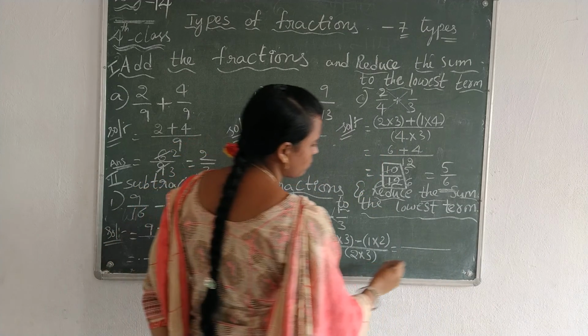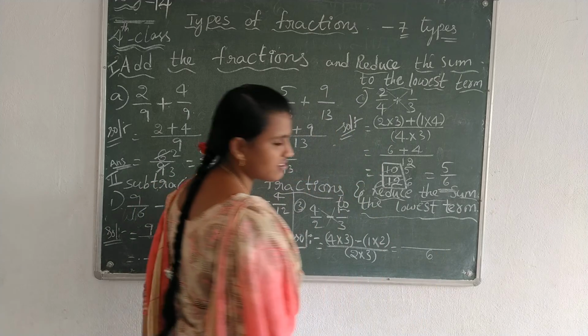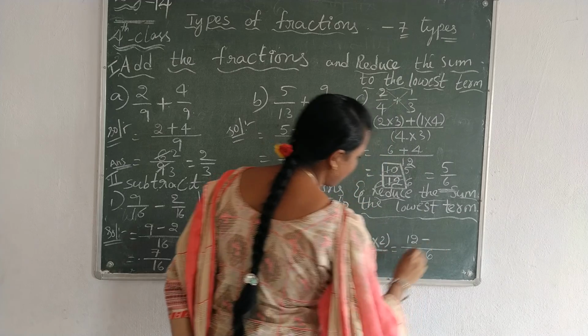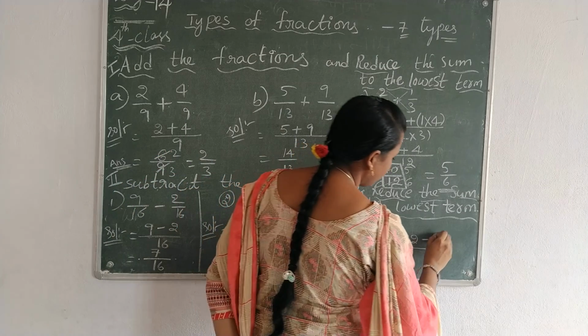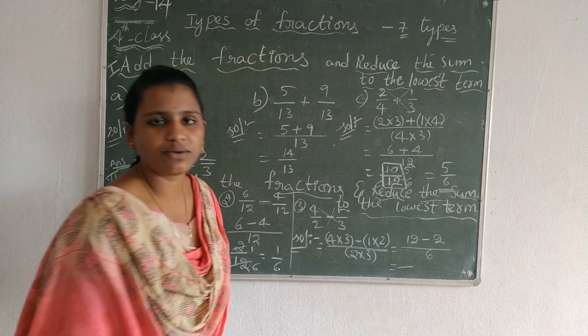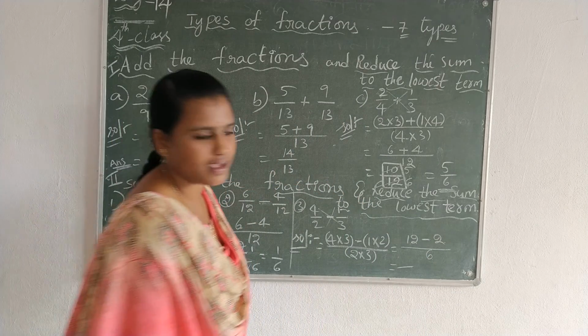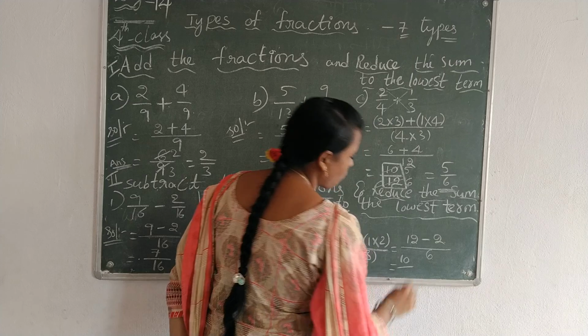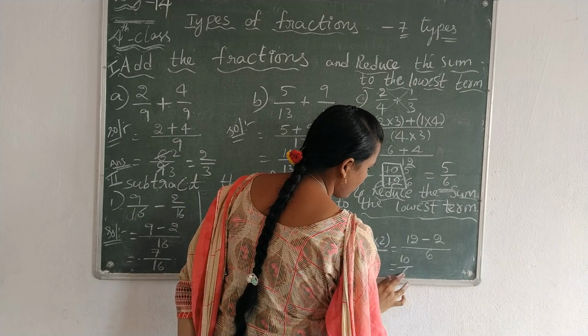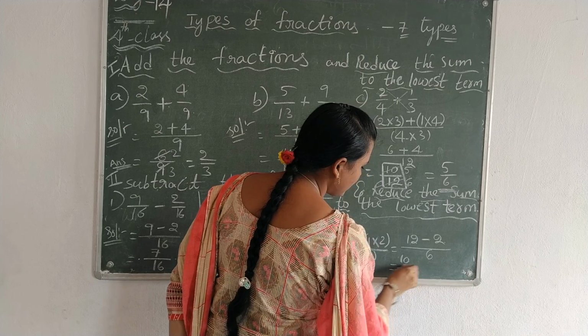Let's see. 2 3s are 6. 4 3s are 12, minus 2 1s are 2. 12 minus 2 equals how much? It is 10, right? What is the denominator there? 6. Okay, these are 6 and 10.